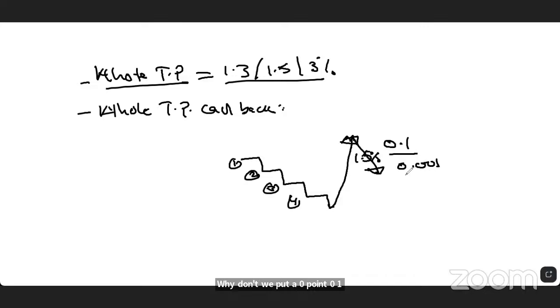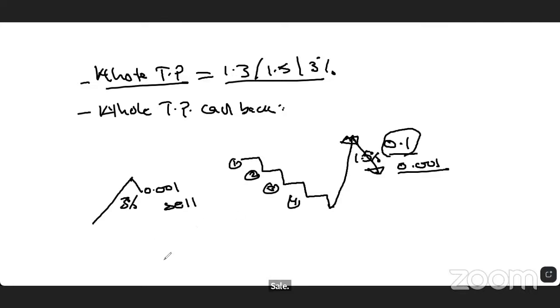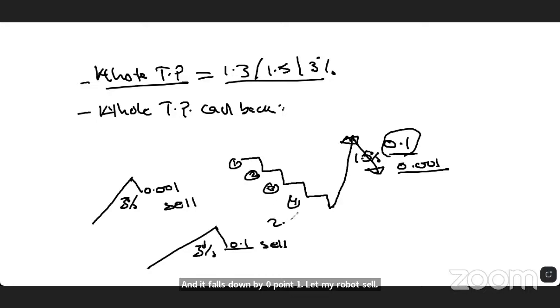It means that when I put a 0.01, I mean that when the market rises by 3% and falls down by 0.01, let my robot say sell. The reason why we go in for a 0.1 is because we are saying when the market rises by 3% and it falls down by 0.1, let my robot sell. So it means I'll get something like 2.9.